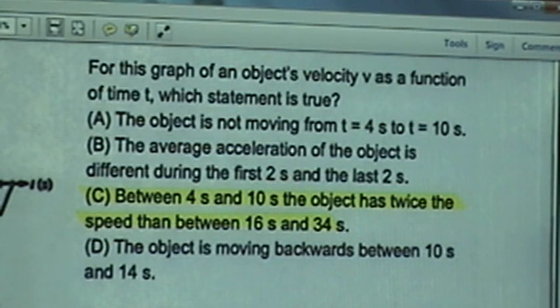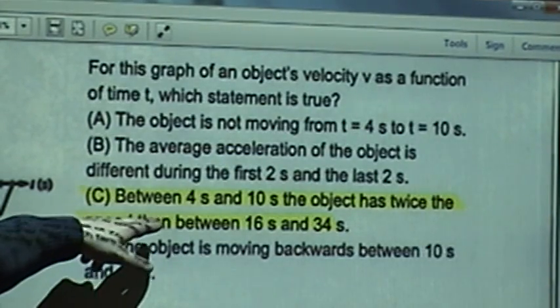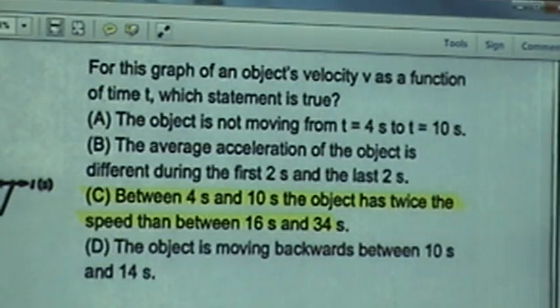Negative 5 meters. It's 5 meters per second. Negative just indicates direction, which we're not worried about when it's talking about speed. So your answer is actually letter C. The last one, D, the object is moving backwards between 10 and 14 seconds. Not entirely true, because from 10 to 14 seconds you're traveling forward, you're just slowing down, and then once you actually stop, you start speeding up in the negative direction. So that's why C is your best answer.